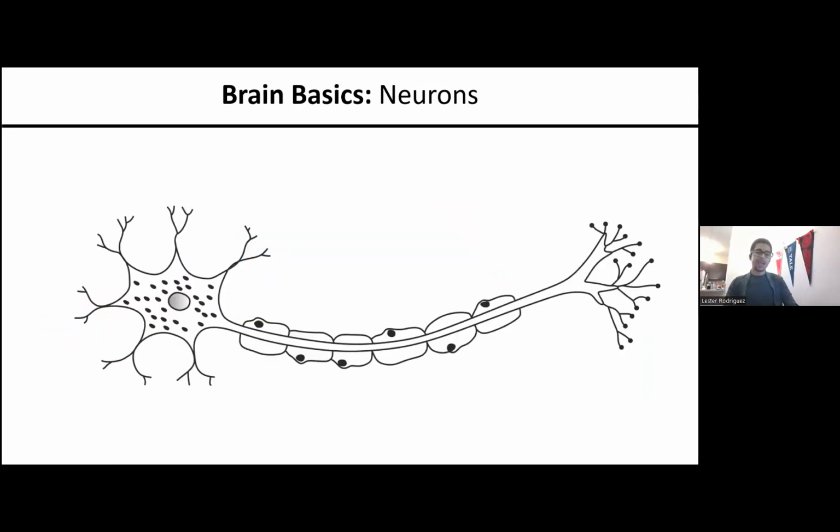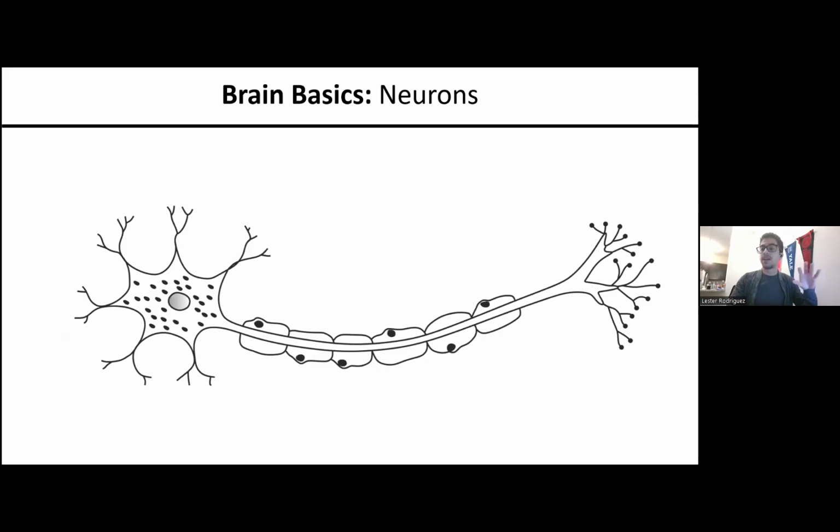Now, the basic unit of function in the brain is called the neuron. So the brain is just a bunch of neurons together. So let's talk about the neuron. The neuron is sort of this weirdly shaped cell that I have on the screen here, and it has a number of important parts.